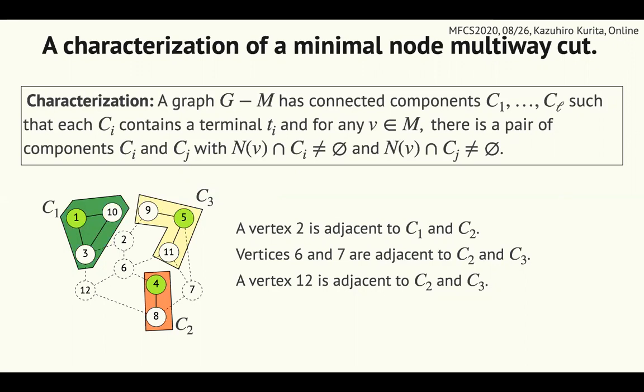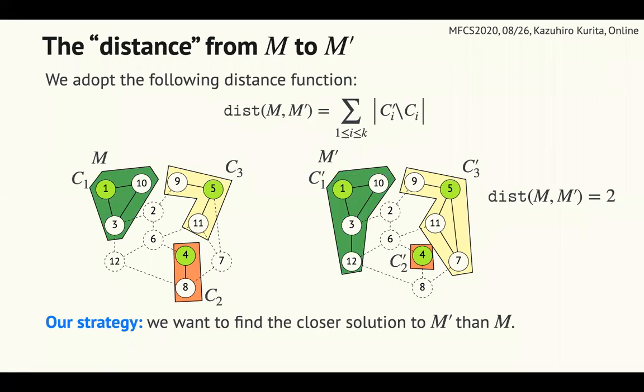This is an example of a minimal node merge way cut. In this example, any vertex in M is adjacent to at least two connected components in G minus M. By using the previous characterization, we define the distance from M to M prime. We define the distance function as follows, like this. In this distance function, dist(M, M') is equal to 2.